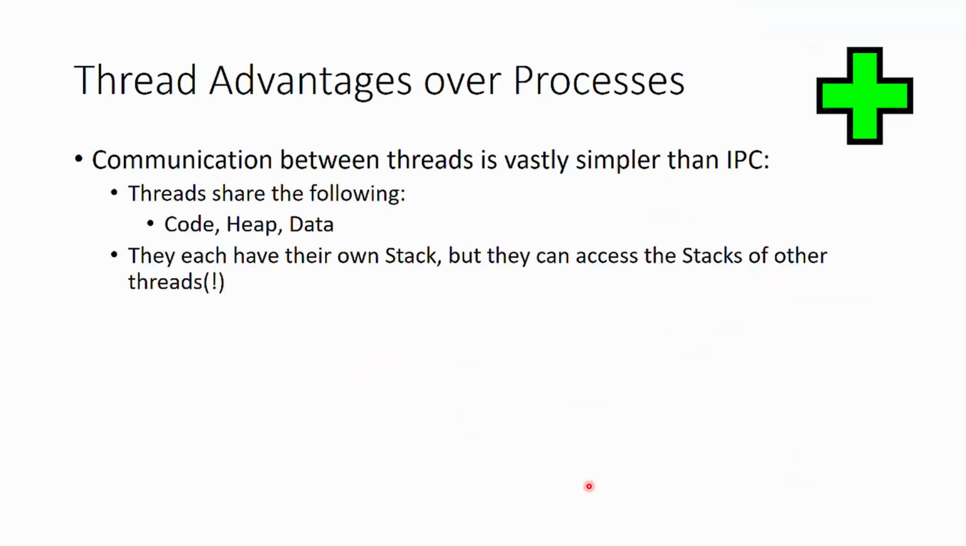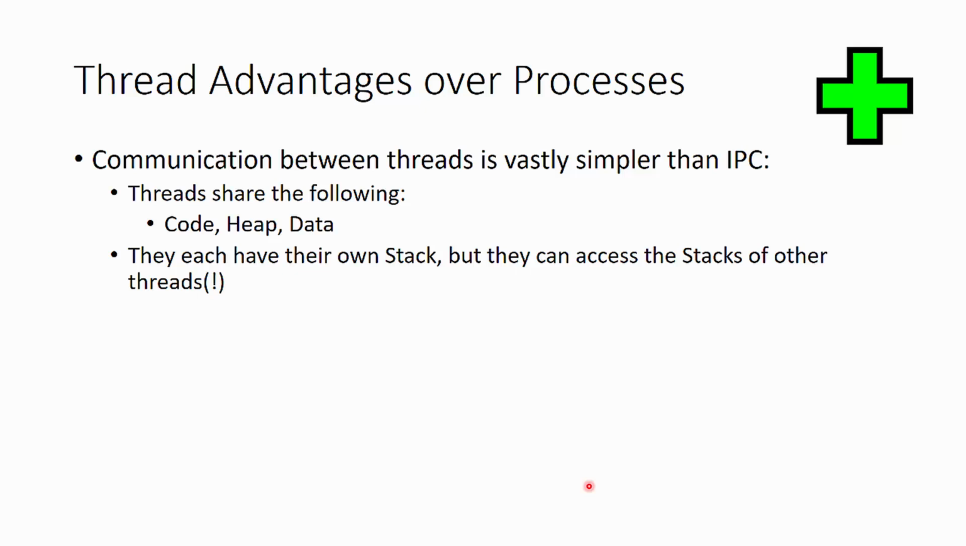So some advantages of threads over processes. Communication between threads is a lot simpler than if we were trying to do inter-process communication, or IPC. Threads share their code, so they can see their own program code because they're in the same program. Threads share the heap, so they can see the memory that's been created there, and they share data, which means they can see global variables, the initialized and uninitialized global variables, the statics, they can see all that stuff.